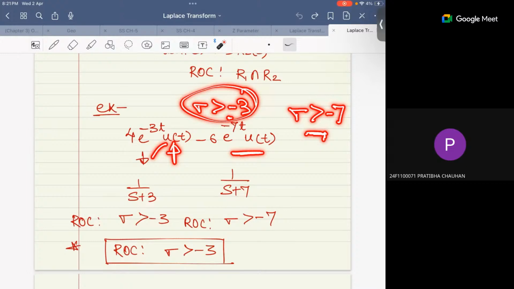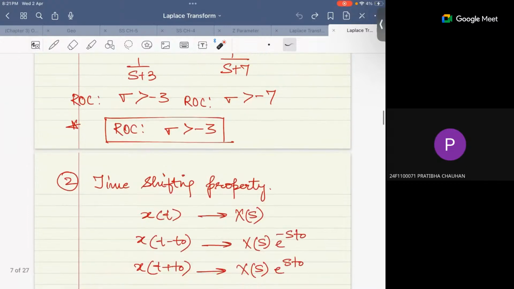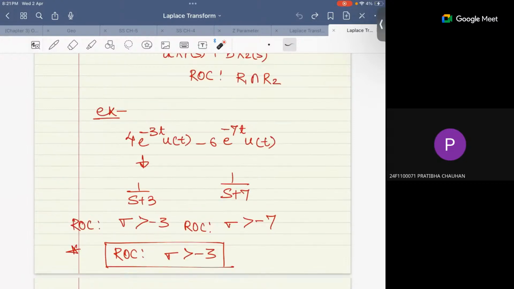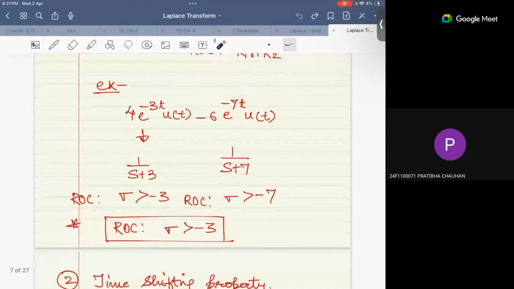Sigma greater than minus 3, right? Is it clear to everyone? Yeah. Similarly, and you already know how to calculate the Laplace transform. For e to the power minus 3t, this will be 1 upon s plus 3, and for this case, 1 upon s plus 7. Simple. So at least for the exponential function, now you know how to calculate the Laplace transform.